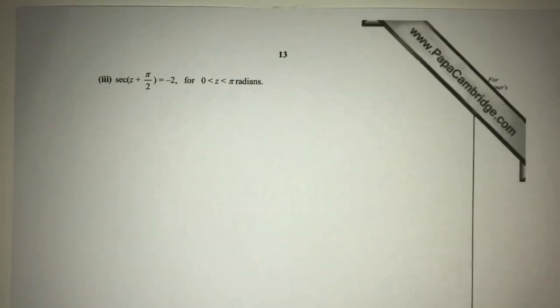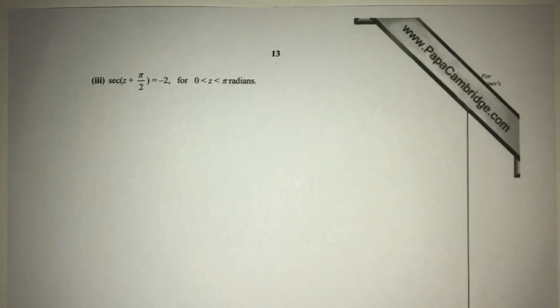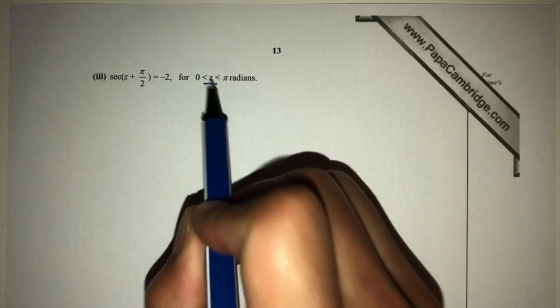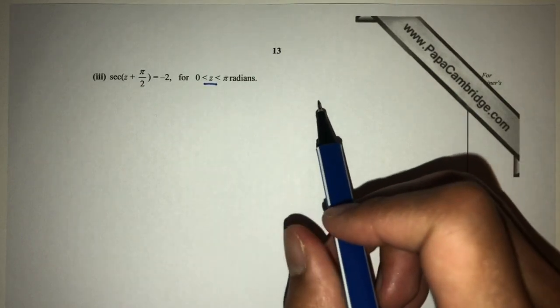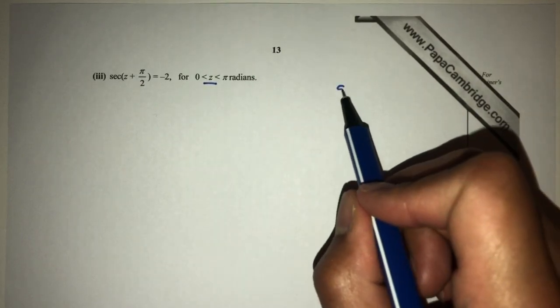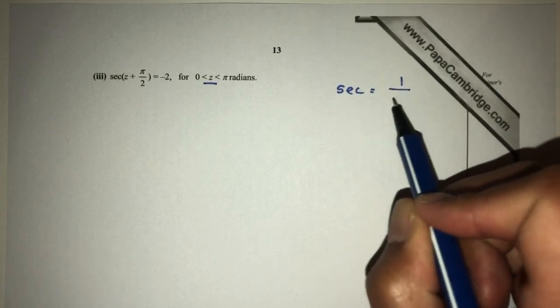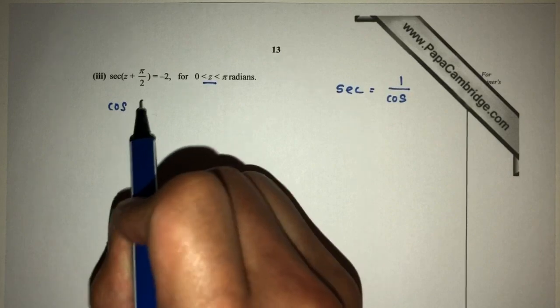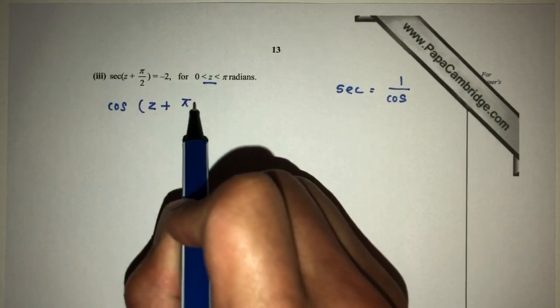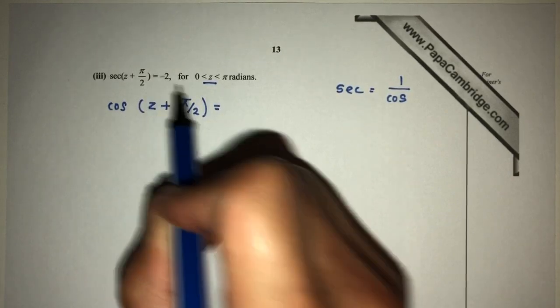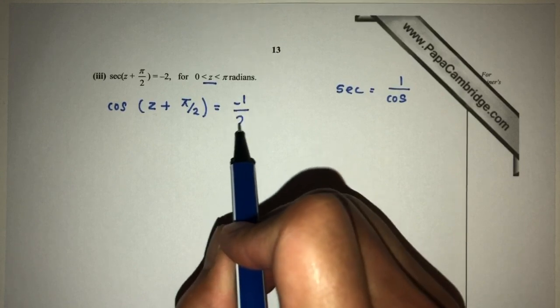Now let's move on to part 3 of this question. We have this equation. We have to solve for the value of z. Okay, so let's see what we can do. So what is sec? Sec is 1 over cos, right? So replace this one here. You will have cos of the angle will be this over 2. Of course, you have to flip this upside down. That will be minus half.